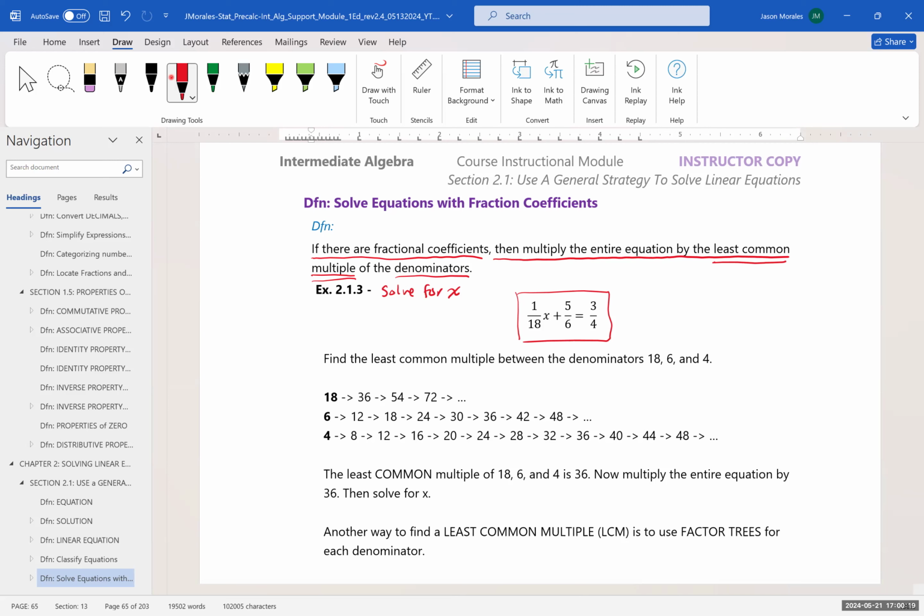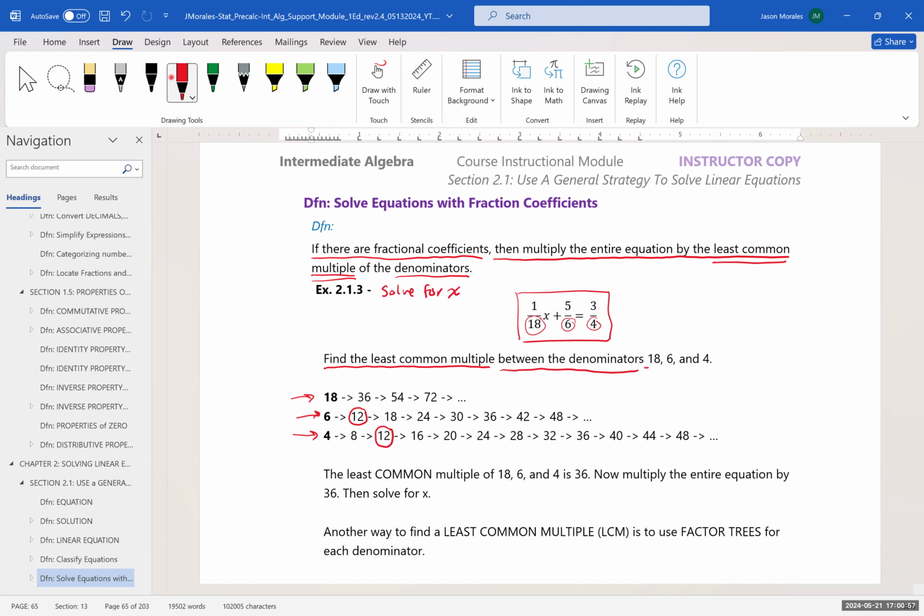One way to deal with this is to first find the least common multiple of the different denominators. So we have denominators 18, 6, and 4. Here we've got multiples of 18: 18, 36, 54, 72, and so on. Here we've got multiples of 6, and here we've got multiples of 4. You'll see that between 6 and 4, they have a common multiple of 12, okay?